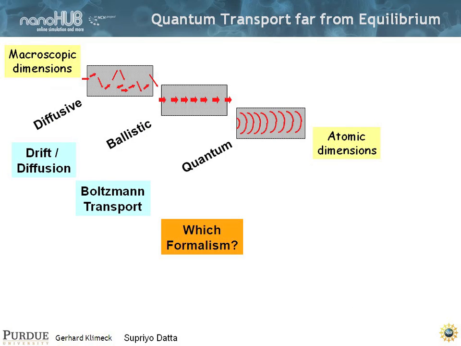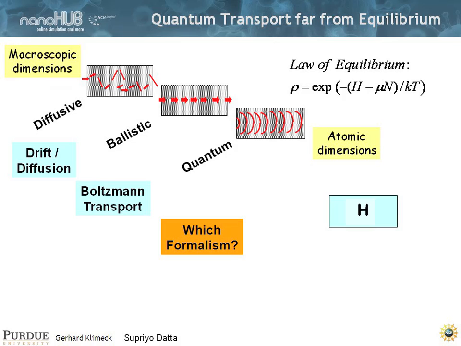And the way I look at this is as a hierarchy of models, as follows. You might have started from macroscopic dimensions. That's how we learn most of our physics. And you think about going down to an atomic scale, where you go from diffusive into ballistic into quantum transport. Since as electrical engineers we start with drift diffusion and Boltzmann transport, for a long time it wasn't clear what is the right formalism to treat this realm.